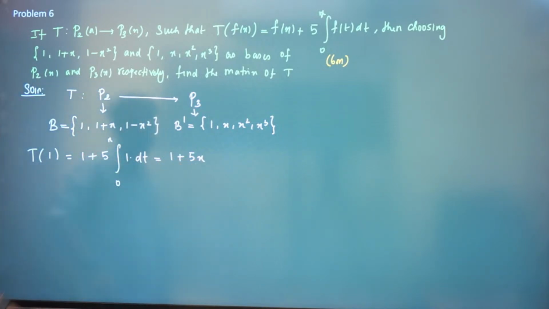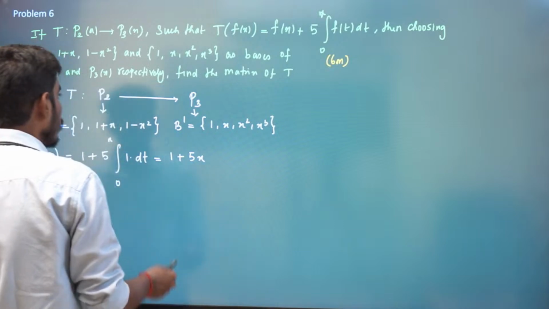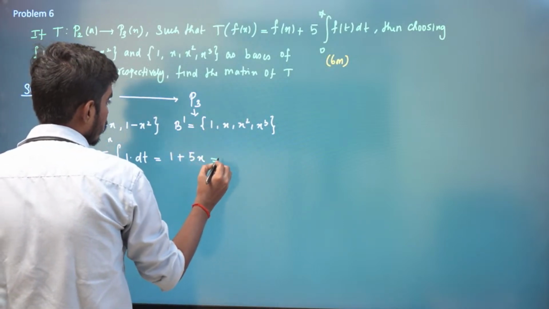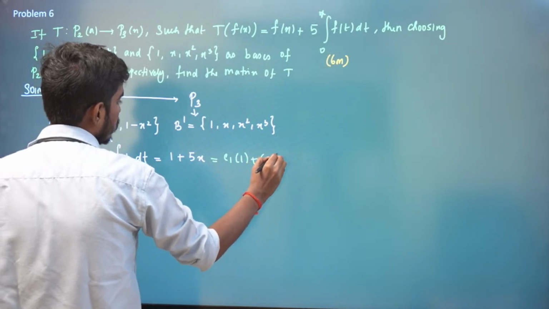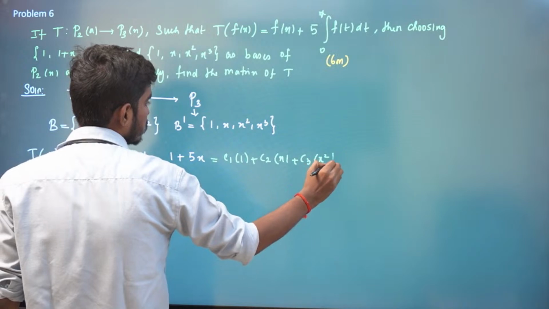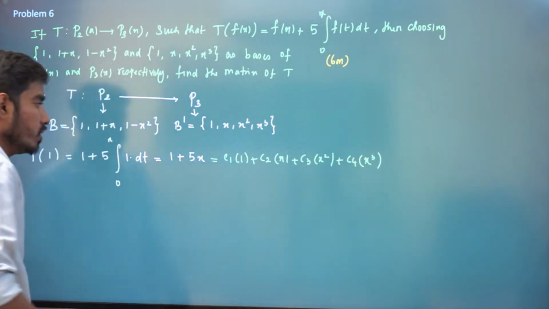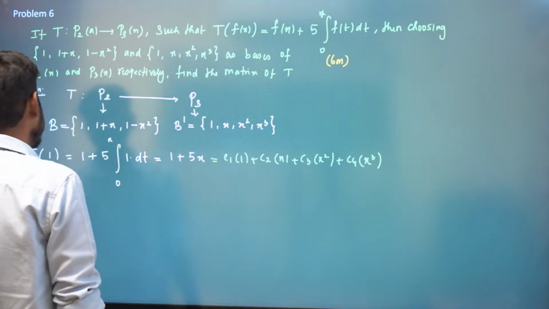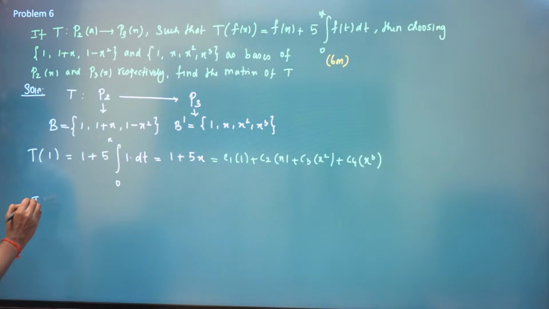Integration of dt is t, upper limit minus lower limit. Now you have to express this as a linear combination of our codomain space. For codomain space, basis is this. So write this as linear combination of basis vectors: c1 times 1, c2 times x, c3 times x square, c4 times x cube. So obviously you can find c1, c2, c3, c4 directly. And similarly, you find T of 1 plus x.